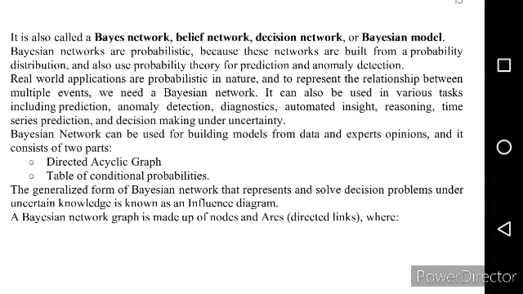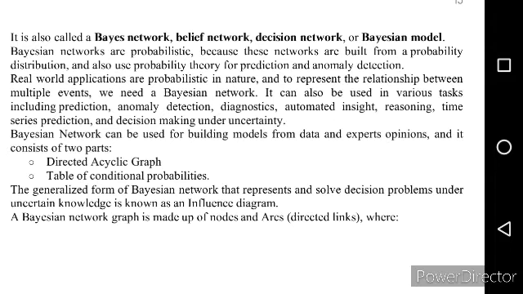Bayesian networks are probabilistic because these networks are built from a probability distribution and also use probability theory for prediction and anomaly detection. Real world applications are probabilistic in nature and represent the relationship between multiple events. We need a Bayesian network. A Bayesian network can be used for building models from data and experts' opinions, and it consists of two parts: a directed acyclic graph and a table of conditional probabilities.